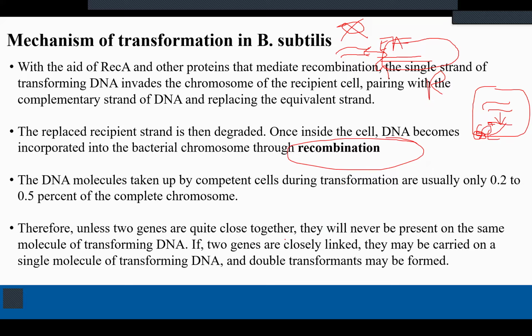Now, the rate of transformation is low: only 0.2 to 0.5% of the chromosome can be taken up. And of the useful genes, there is very little chance that two important useful genes can be transformed together. Let's take an example of two genes A and B present on my DNA. There is very little chance that both A and B can enter into the new cell.